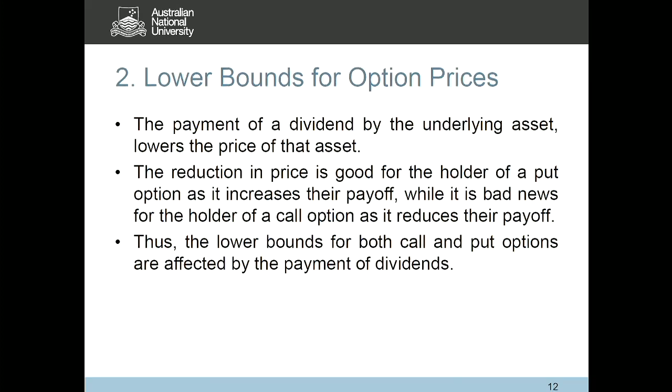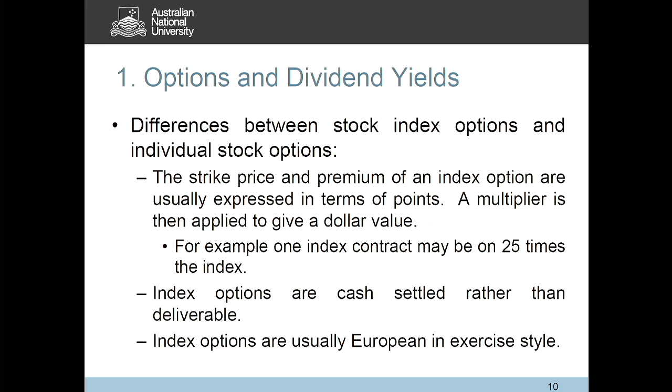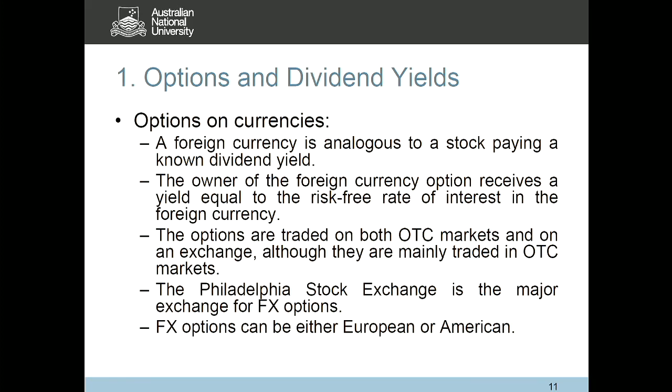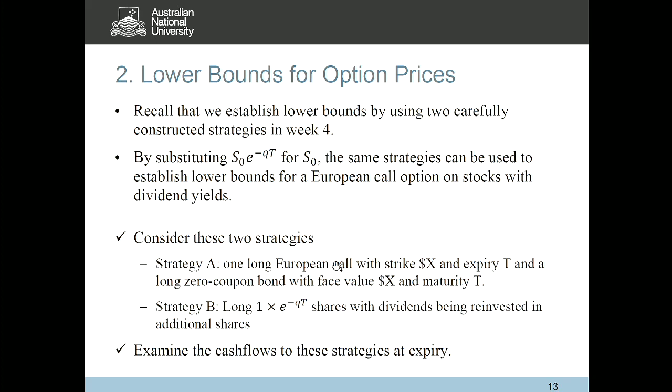Okay, so if we understood that, then we can repeat what we learned with the underlying asset being indices and the underlying asset being foreign currencies. Let's have a look at the lower bound for options written on indices, or written on a stock that pays a dividend yield. As I mentioned, all we really need to do is simply replace all of the S0 with S0 times e to the power of minus QT. Then we can derive the lower bound.